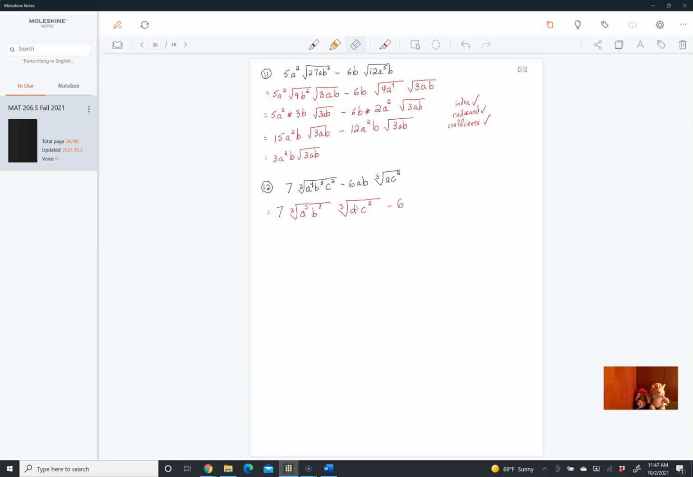Okay, then in the second term, both of the exponents are less than the index, so it can't be reduced anymore. So we just leave it. Both exponents are less than the index, so it can't be reduced.